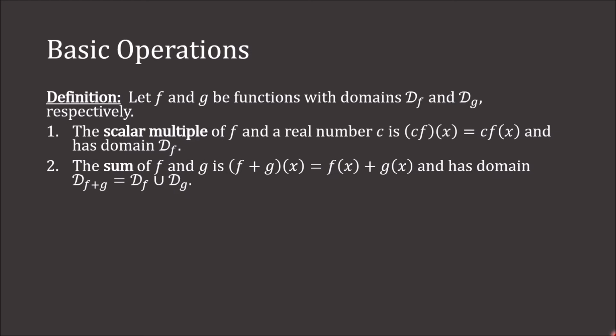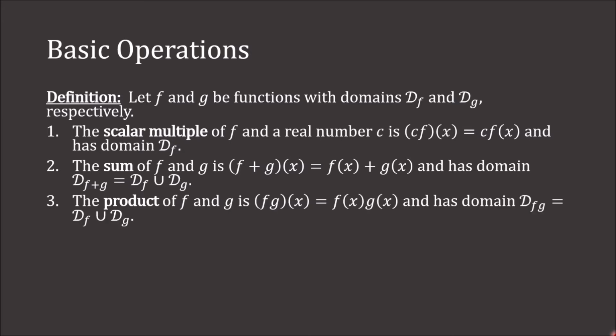The sum of f and g is the function f plus g, and it is just f of x plus g of x. So you just add the two functions together. And it has the domain D of f unioned with D of g. So it's the union of the two domains.